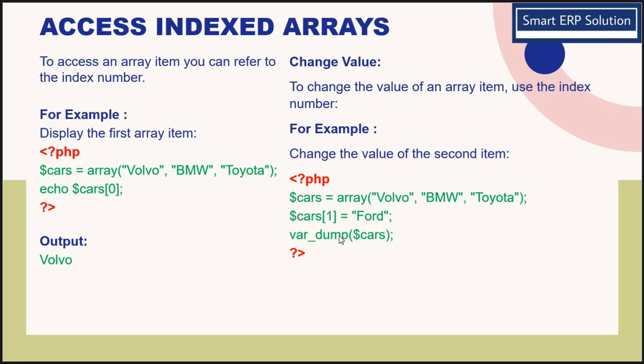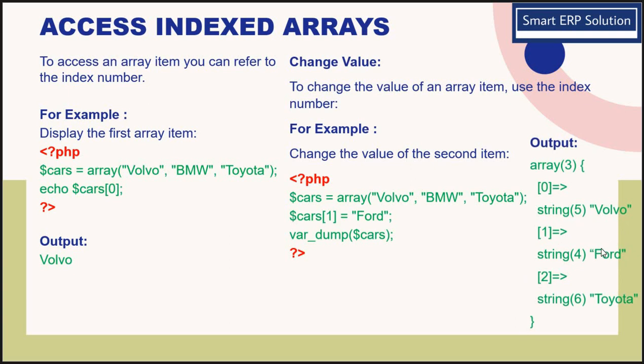If we save the program and run it in the browser, we will get this output. For the 0 position, the value will be Volvo. For the 1 position, the value will be 4, because here we changed the value of the 1 position. So instead of BMW, it is showing 4. And for the 2 position, it is showing Toyota.